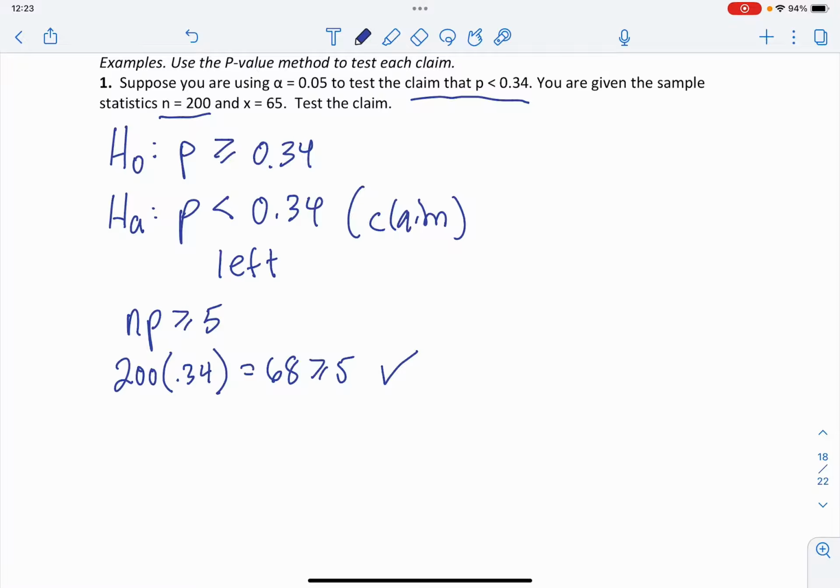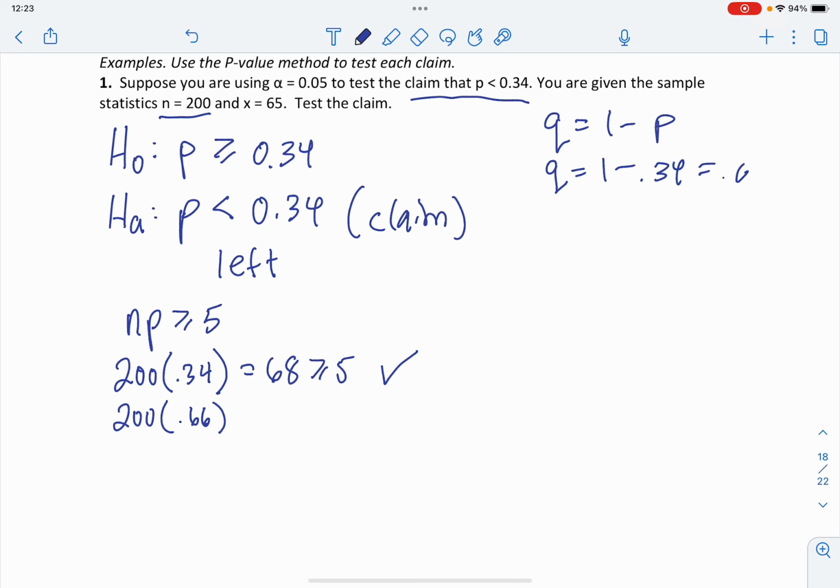We're good. And then the q is just the opposite of p. So q is 0.66. Remember, q is always 1 minus p. So that's where we're getting the 0.66. That's my decimal. And that's even more: 200 times 0.66 is 132, so that's definitely bigger than 5. So that's it. Verification is just checking those.